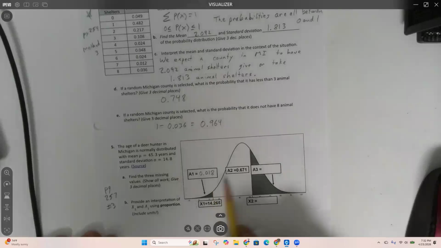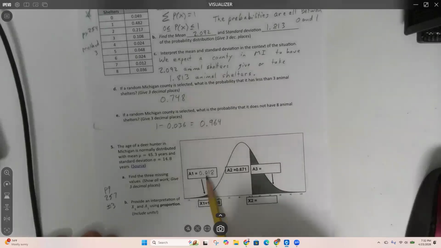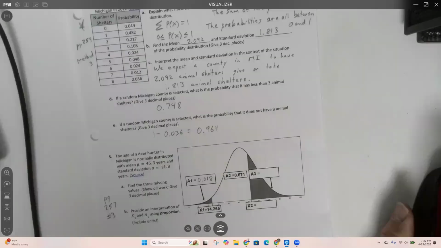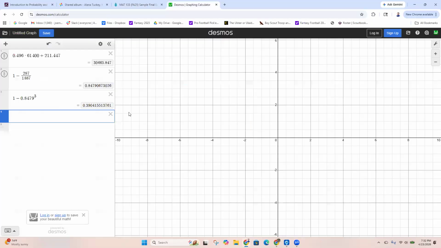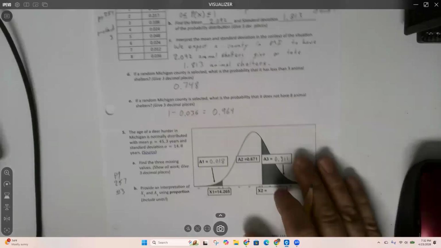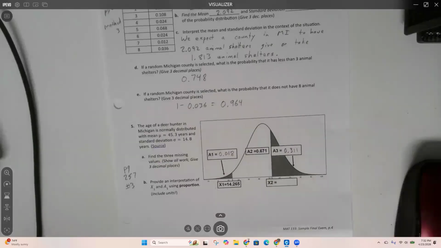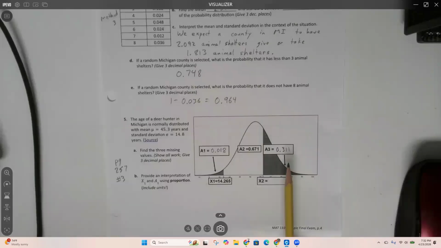Yep. So Gabby says if you do 1 minus this and minus this, oh, we got different numbers. Let's see. So if I do 1 minus 0.018 minus 0.671, we get 0.311. Okay. Right, got it. There we go. So next, now that's this shaded area here.